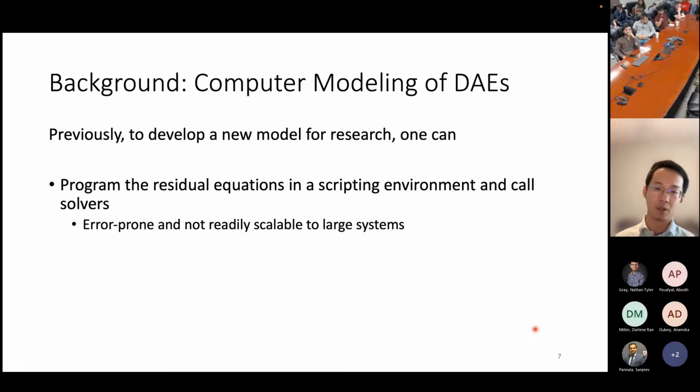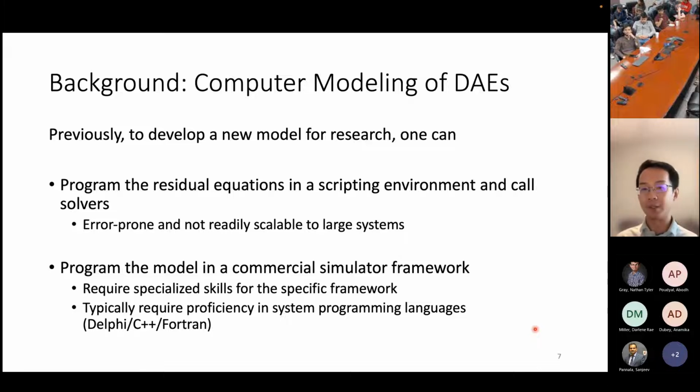So previously, to develop a model for research, one can first program the residual equations in the scripting environment and code solvers. A lot of us have done those in courses by implementing a, say, single machine infinite bus system, but this can be error prone, and this is not readily scalable to large systems. The other approach is to program the model in a commercial simulator framework, but this is more challenging because it requires specialized skills for the specific framework. One has to know where to put those equations in that framework. And in addition, it typically requires proficiency in system programming languages, and that can include Delphi, C++, or Fortran.